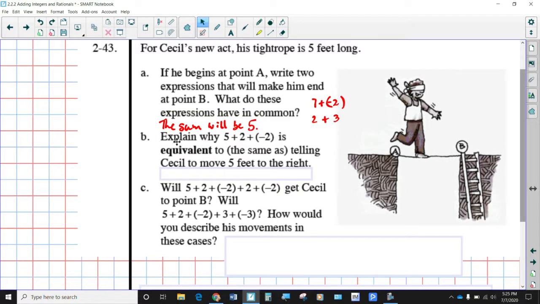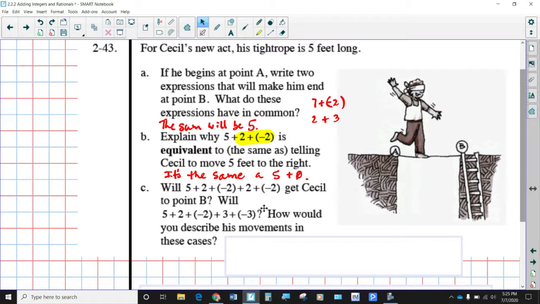Now, why would 5 + 2 + -2 be equivalent to just moving 5 feet to the right? Well, notice what's happening here. What is 2 + -2 equal to? That's equal to 0. So 5 + 0, we've got this identity property of addition that says whenever you add 0 to a number, it's always going to be equal to itself. So 5 + 0 is equal to 5. So he moved the same distance. Okay, so it's like 5, then 2, then back 2. So it lands on point B.